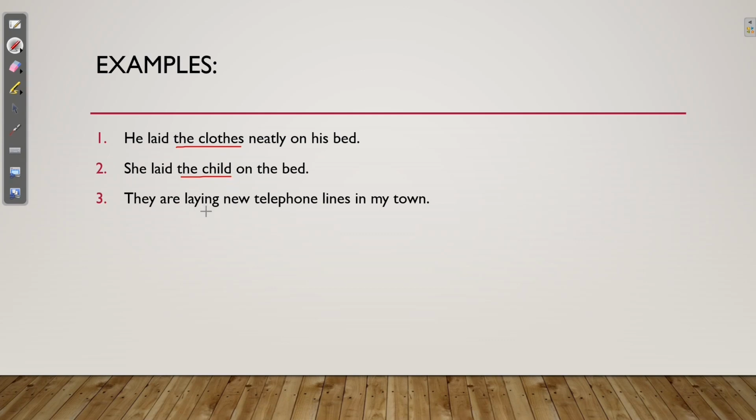The third one is they are laying new telephone lines. Right, similar case over here, and we have only used the different forms of lay: laid and laying, right?